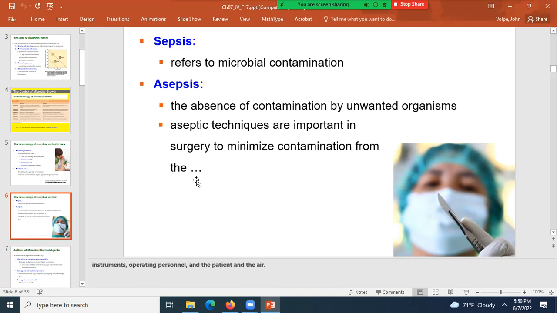And so nowadays we usually have surgery done under aseptic conditions where the surgeon wears a mask and headgear to prevent microbes from the surgeon infecting the patient. And then the instrument is sterilized and they wear gloves. All right, any question about any of this?